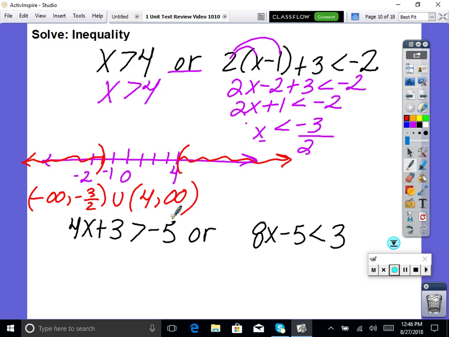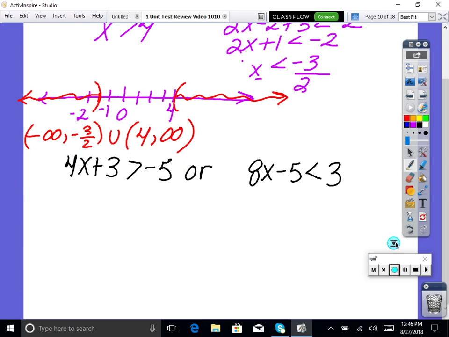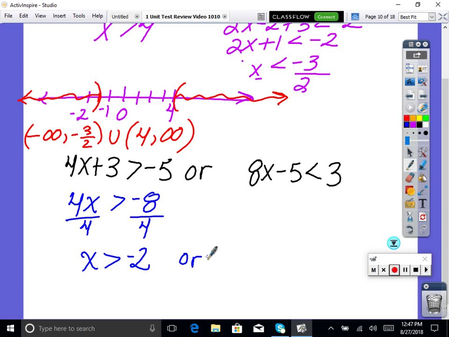All right, another one. So either or answer gets to come. So subtract 3, 4x is greater than. Don't forget if you divide both sides by a negative to change the sign. We haven't had any examples yet. So subtract 3, you get negative 8, divide by 4. So any x values greater than negative 2. Or add 5, 8x is less than 8. So any x value is less than 1. So any x value is below 1 but greater than negative 2.